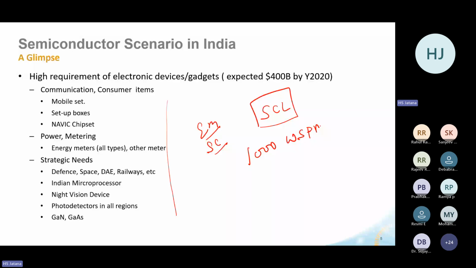So now there is a tender which you can see on the MeitY website. They are going to upgrade this capacity to double, around 2,000 wafer starts per month, and the government is spending close to 4,000–5,000 crore for this upgradation.